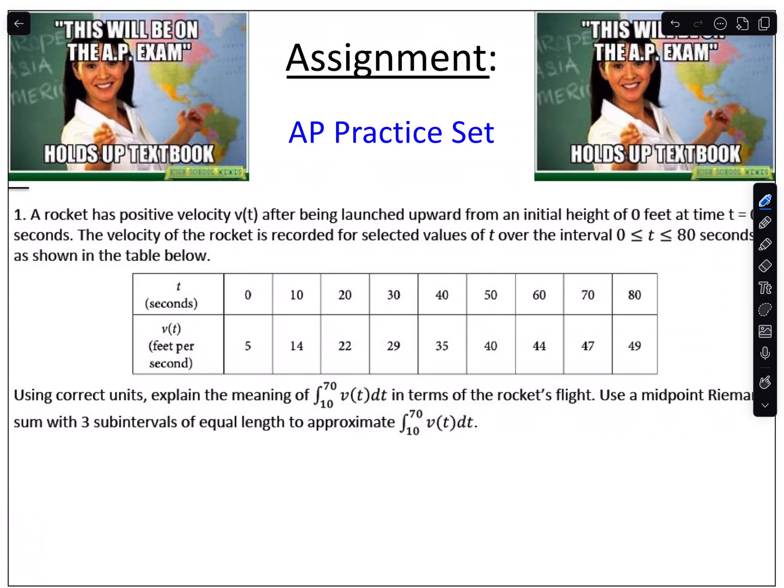Notice how I present some tables to you. It does ask you to explain using correct units what things mean, and then look out for subintervals telling you how many trapezoids you are using. I'll provide an answer key on Canvas for this so that you can check it as you go. Friendly reminder that if you have a velocity time graph and you integrate it, the area under a velocity time graph is the total distance traveled. So in this case, I think that will help.